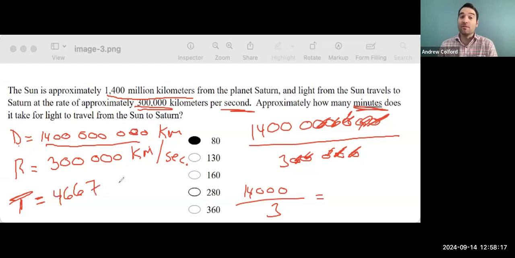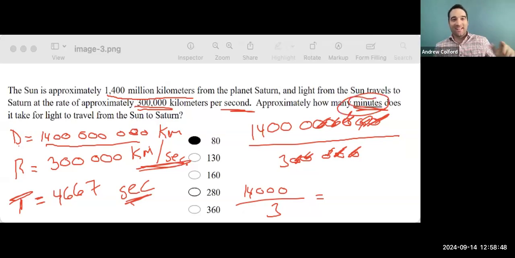Units are super important here, though. What is that unit of time? Seconds, right? Shanae, not kilometers per second. Kilometers per second is the rate, right? So the time is seconds. Where was I going with that? Yes. So 4667 seconds, but we want to know in minutes.